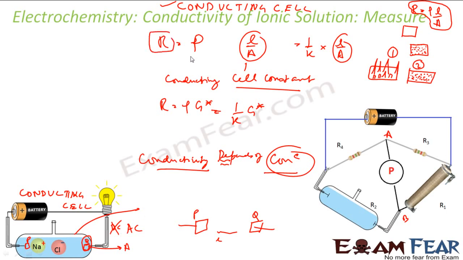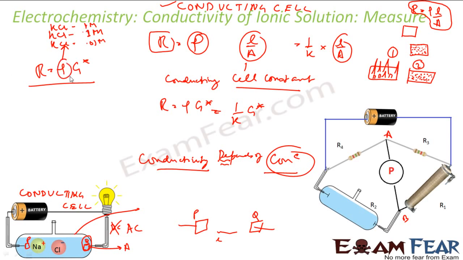This is already known. This value is already known. R is equal to rho and G star, right? G star is nothing but my cell constant. So this value is known in the market. For KCl, let's suppose 0.1 m solution, again KCl 1 m solution, and again KCl you take 0.01 m solution. For all these, the values are known.